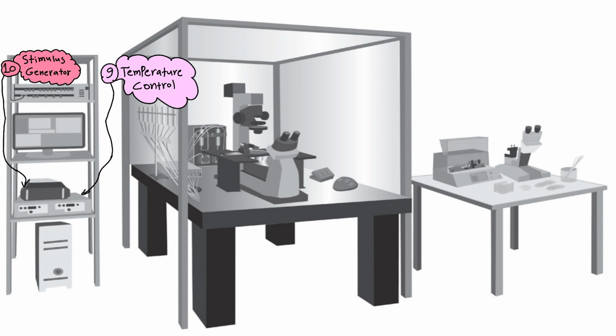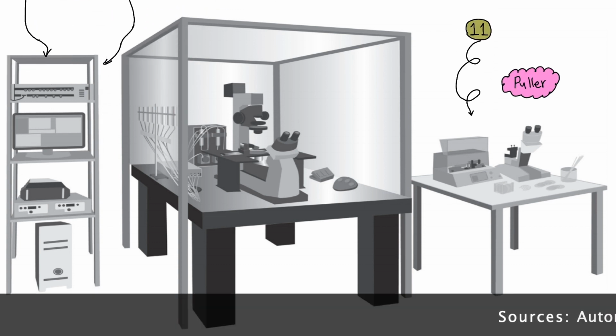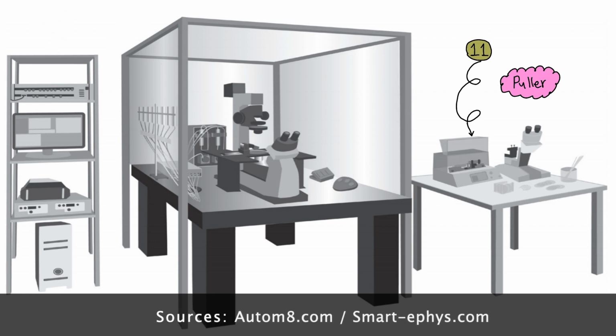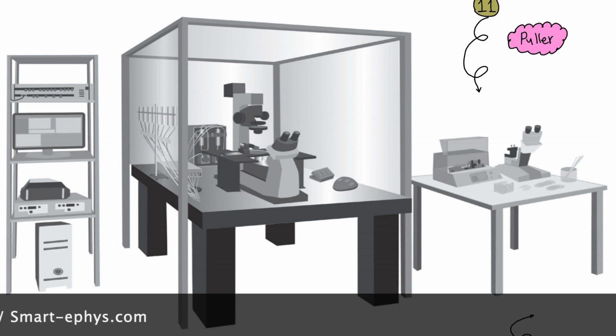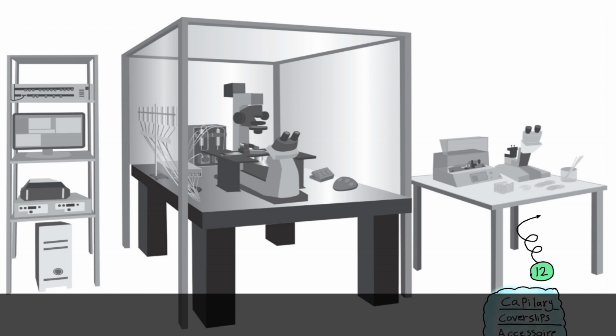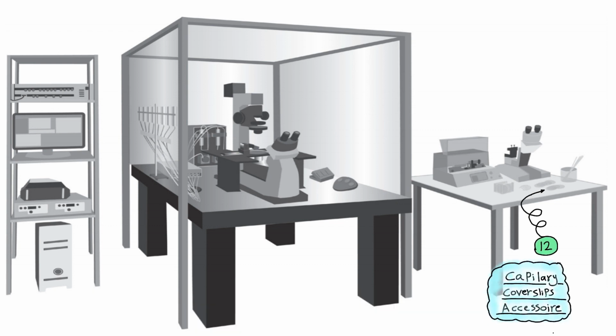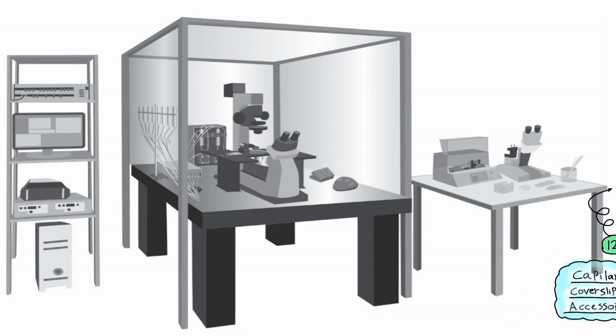The 10th is stimulus generator. Brief pulses of electricity are used in the research application as stimulus to excite nerve or muscle fibers. The 11th is the puller to make the pipette from the glass or quartz. The 12th is the capillary, cover slips, and other accessories which are required for patch clamp.